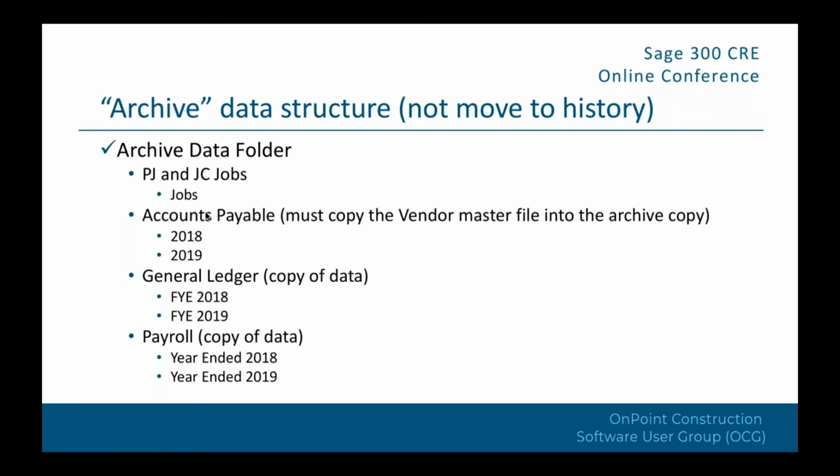And then the same thing with the payroll. It is just a copy of the data. We don't have to get the full data folder. Like with general ledgers, just your general ledger files. With payroll, it's just your payroll files. We just take a copy and put them over there. So here is the ones for the year ended 2018, 2019.